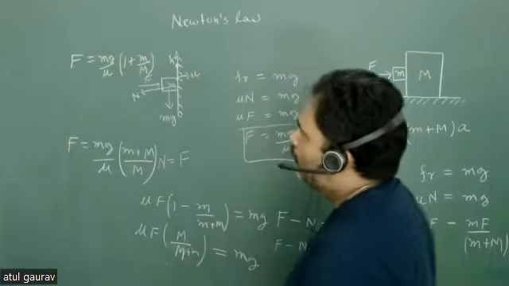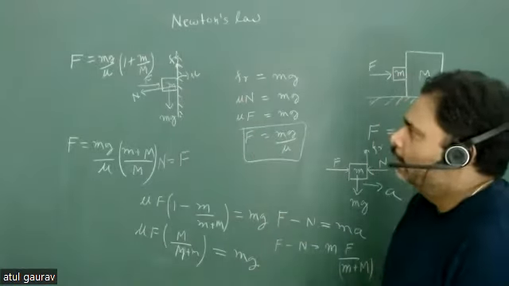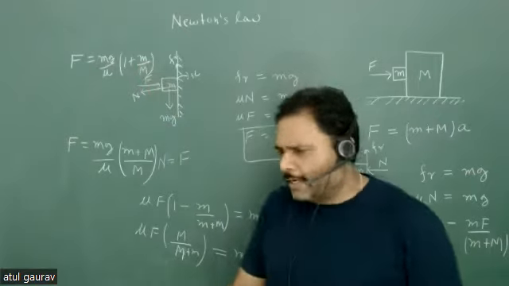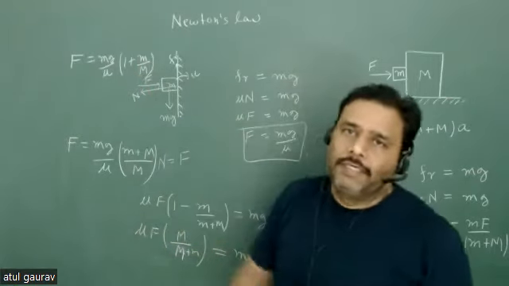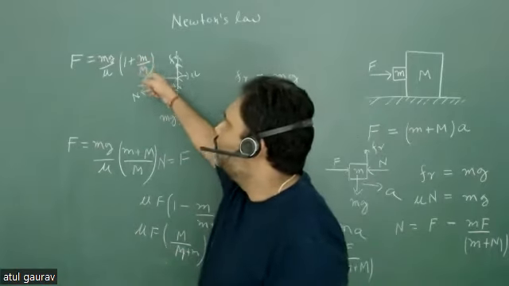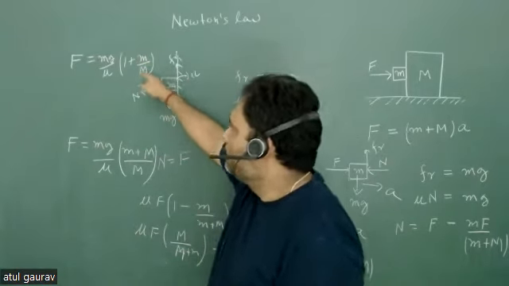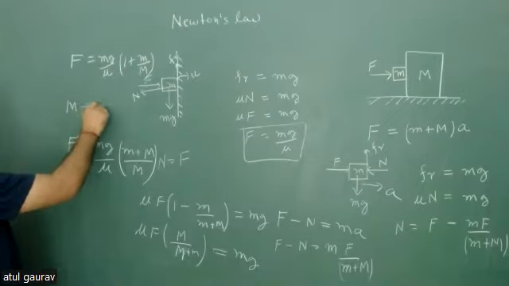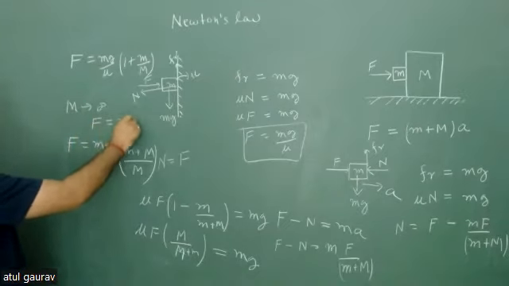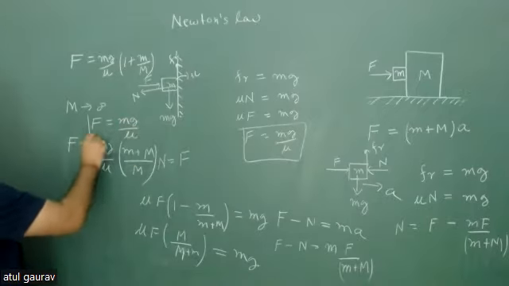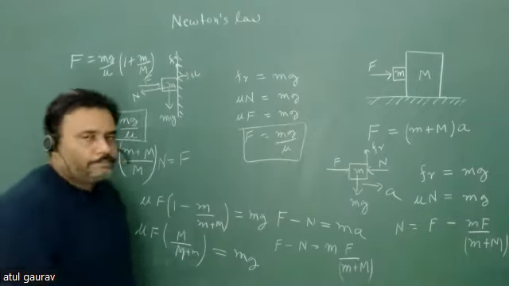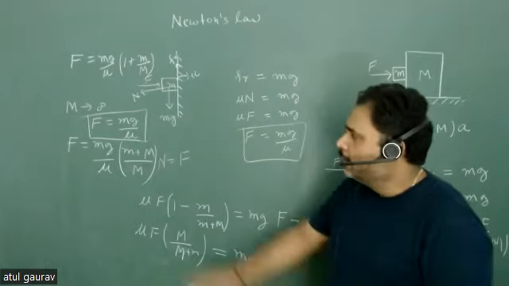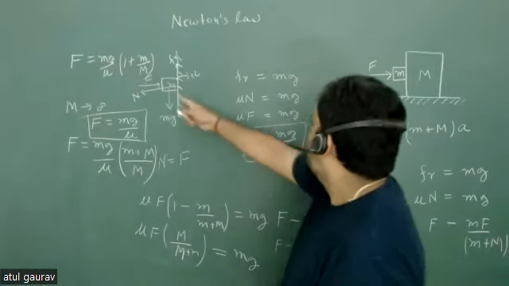Now we can check whether we are correct or not. If this capital M is very large compared to small m, or if capital M tends to infinity, then what will happen? This value, m by M, is equal to 0, isn't it? You can check it. So if my capital M is very, very large, then F is equal to nothing but mg by mu, and you have this particular equation. Everyone is comfortable? Yes, sir.